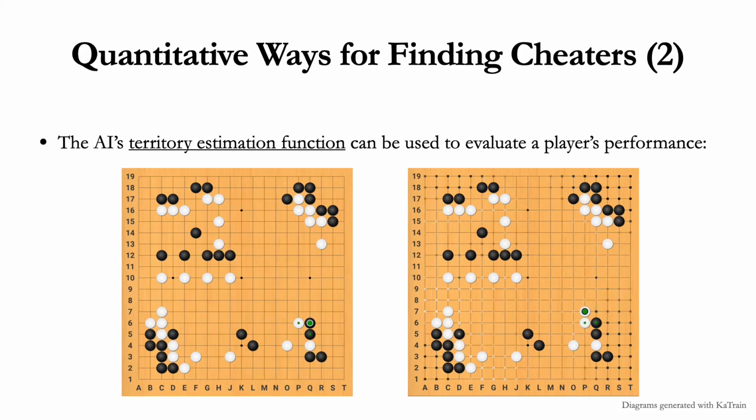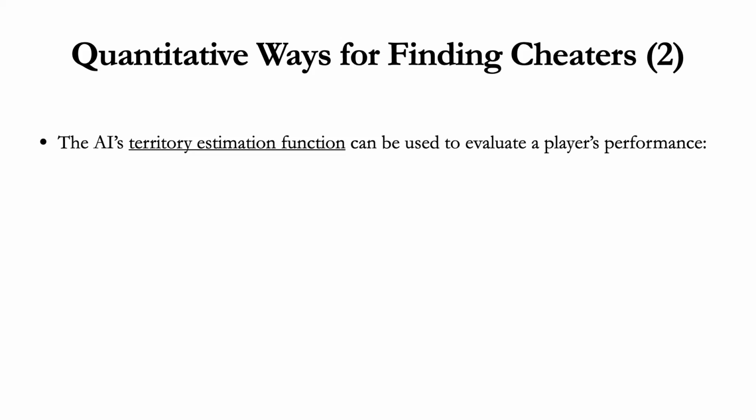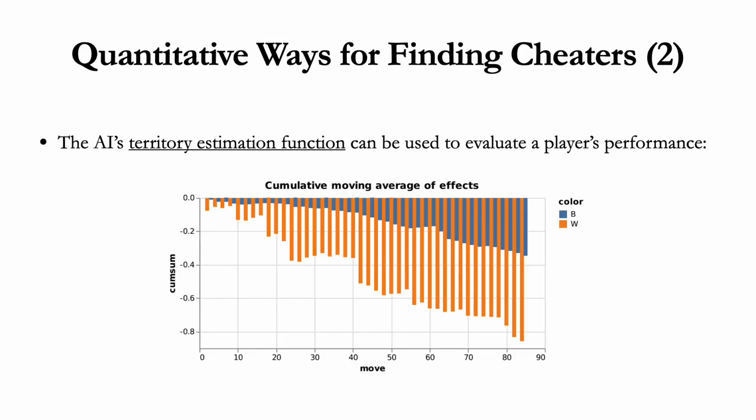More importantly to us, Katago can estimate these territories even in earlier parts of the game, such as here. We can use this territory-related data to quantitatively measure how well a player played in a particular game. This graph shows how the two players' average mistakes developed throughout the game.